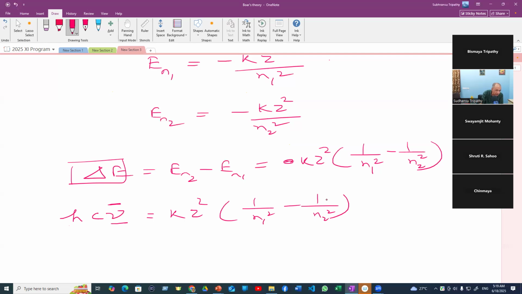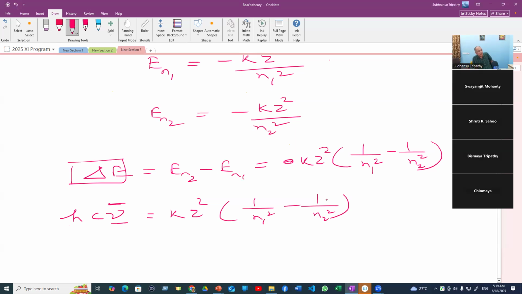Yes, sir. Nu bar is the wave number, which is the reciprocal of wavelength, and its unit is not angstrom inverse, it is centimeter inverse or meter inverse. Angstrom, nanometer, micrometer, they are all ornamental units to represent very small measurements.